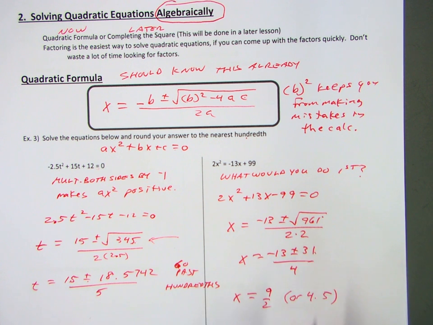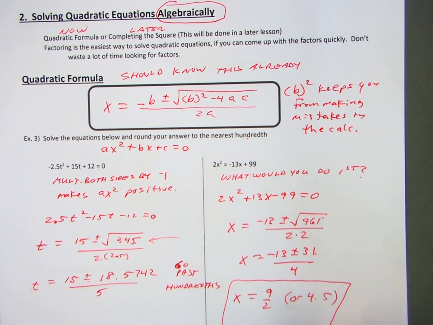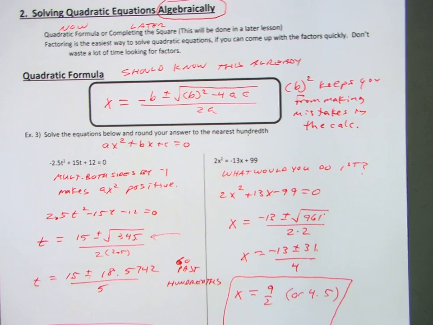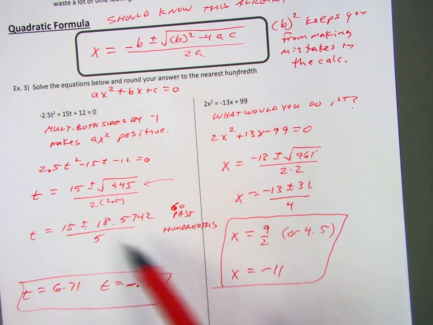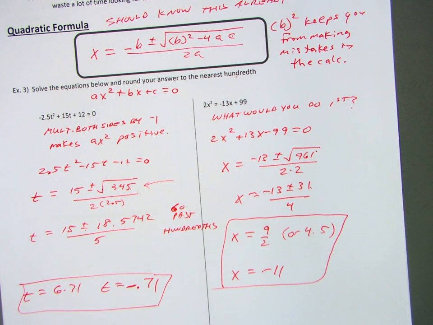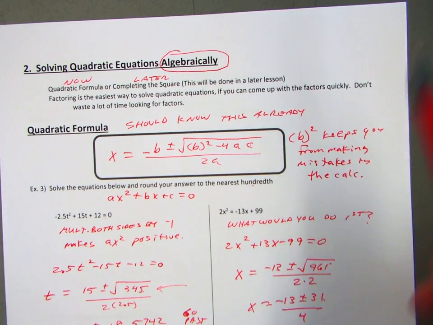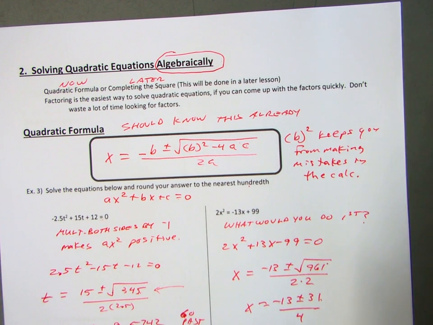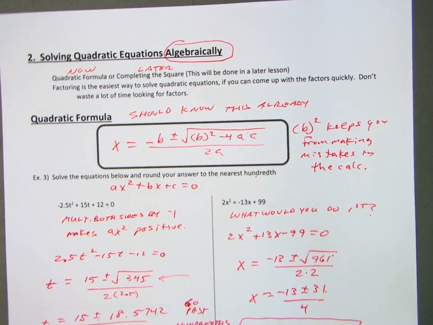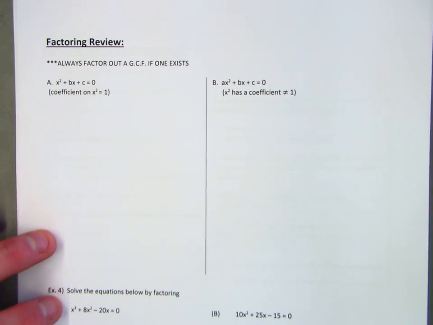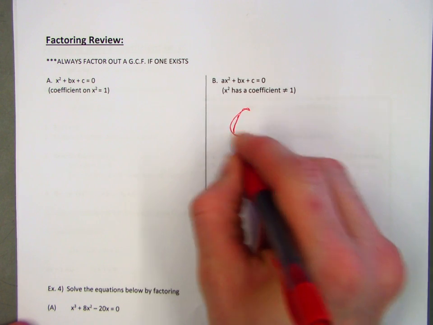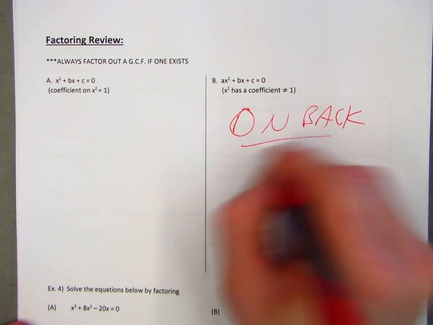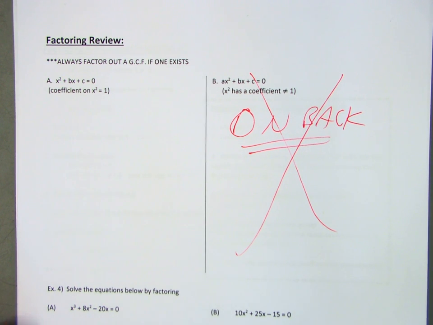And negative 31 minus 13 all over 4 is negative 11. Hopefully, this is review. We've done this before a whole bunch of times. Quadratic formula. Anytime you're asked to solve a quadratic equation algebraically, start with the quadratic formula. If you can't factor, if you can factor, go for that. We're going to do that in about 5 minutes.